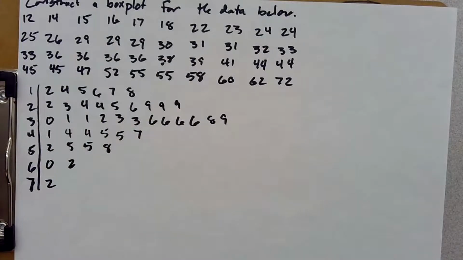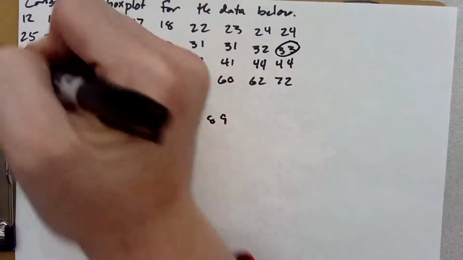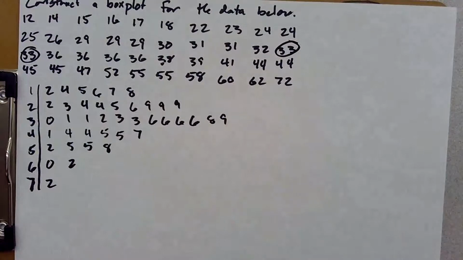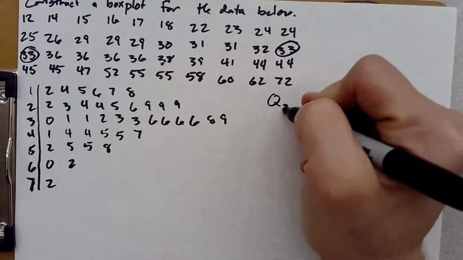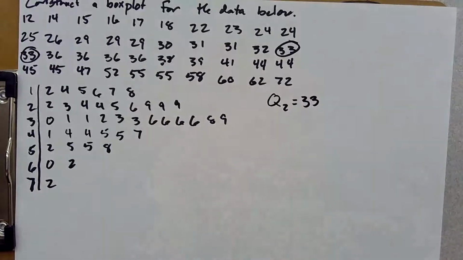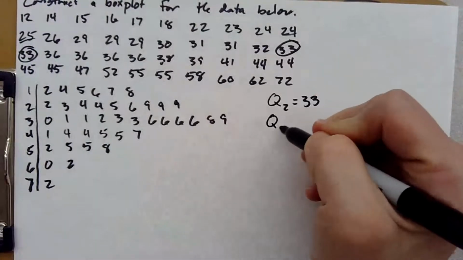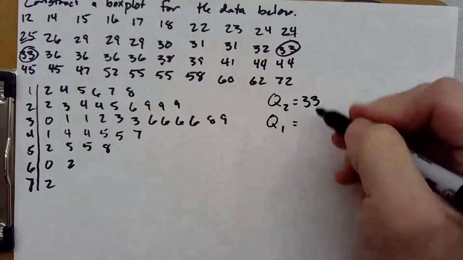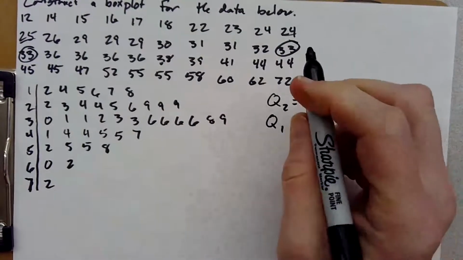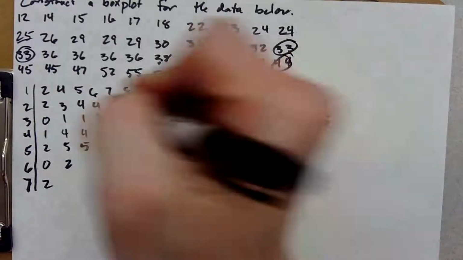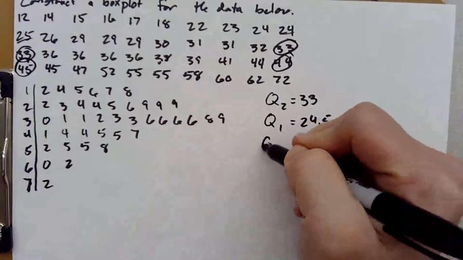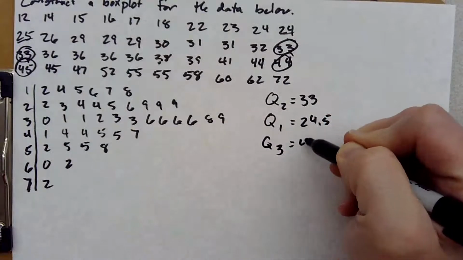The median of these values is 33, since here we have the two central values. So that's going to be Q2. From our stem and leaf display, or from our original set of data values, we can easily see that Q1 is 24.5, and Q3 gives us 44.5.